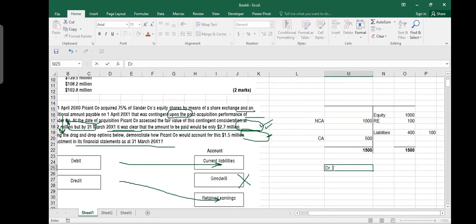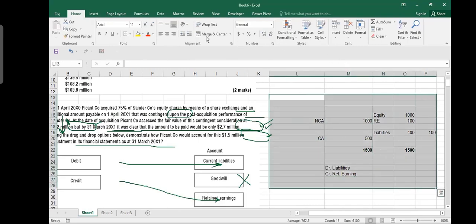So your double entry should be debit your liabilities, whatever they are, and credit your retained earnings. So this is how you will treat it. Debit liabilities, liabilities go down, credit retained earnings, it goes into the retained earnings. So this is just some further explanation.